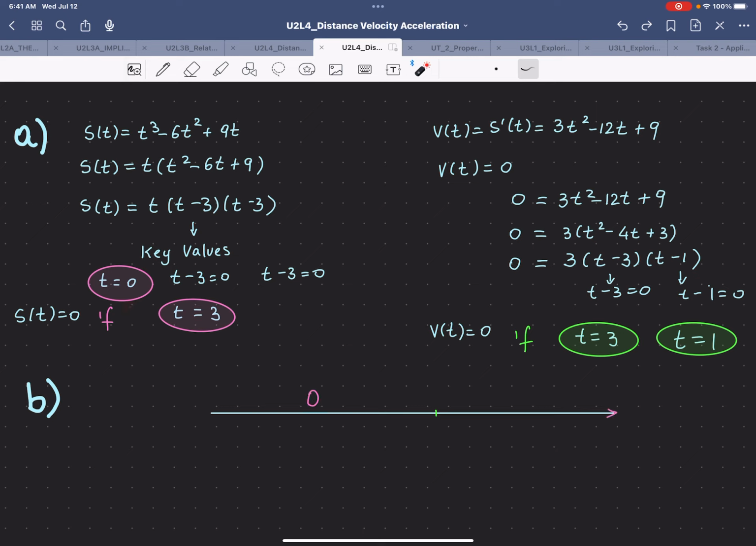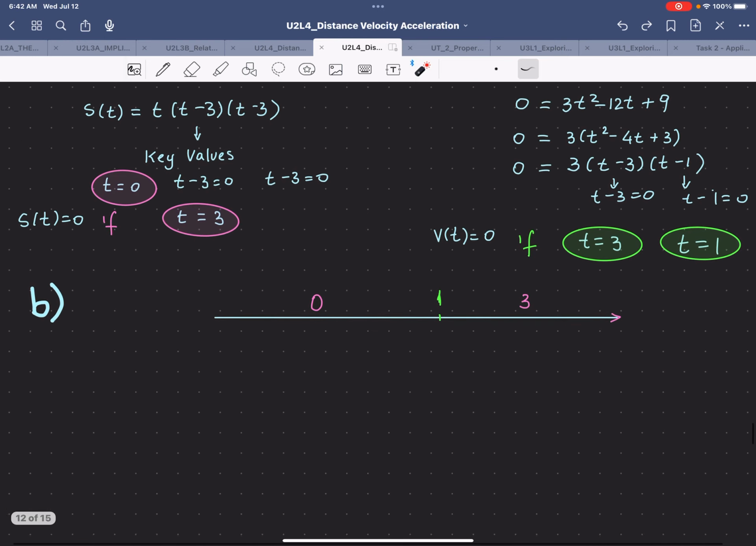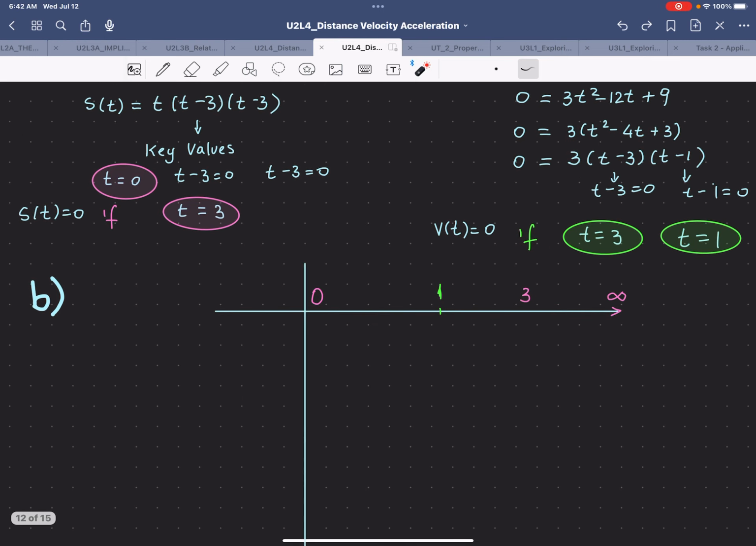So here we go. We have the 0 first. We have the key value of 1 and 3, which is kind of common for both position and velocity. But obviously we have to write it only once. Then we'll draw a vertical line on the side.